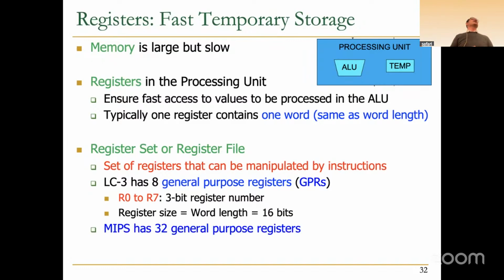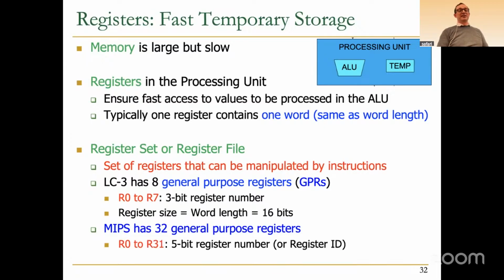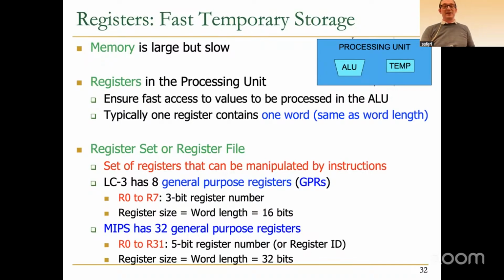MIPS has 32 general purpose registers, as you will see in your programs. It gives you bigger, fast temporary storage. Again, they're specified from R0 through R31. So you have a 5-bit register ID or register number, which requires more space in your instruction. As a result, your instructions need to be larger in MIPS. Your instructions are actually smaller in LC3. And register size is larger in MIPS because MIPS word length is 32 bits, as we have discussed.